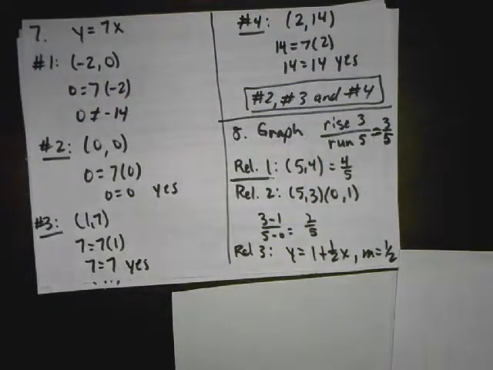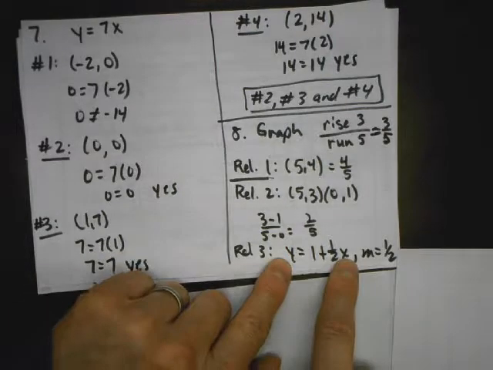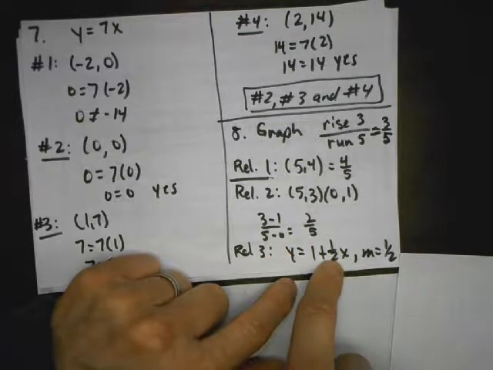Relation 3 is a graph, equation that's already in slope-intercept form. The y is isolated. I see that it's linear, so I look at what's in front of x.